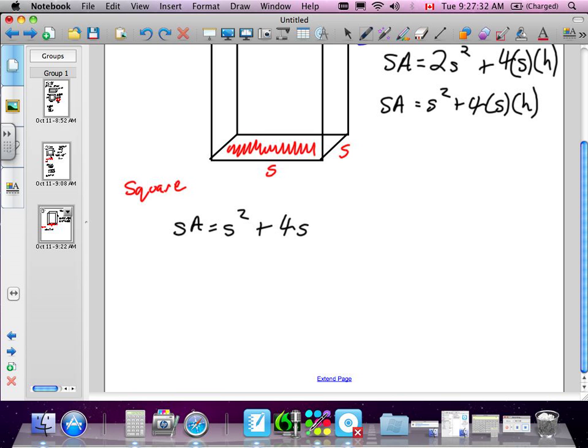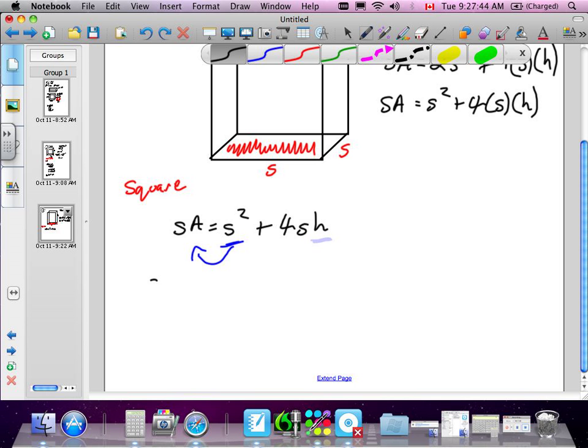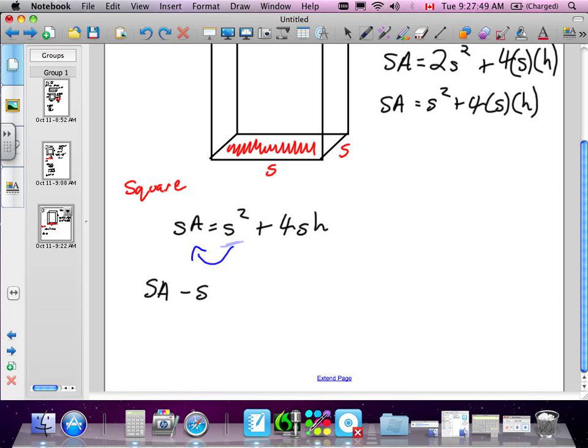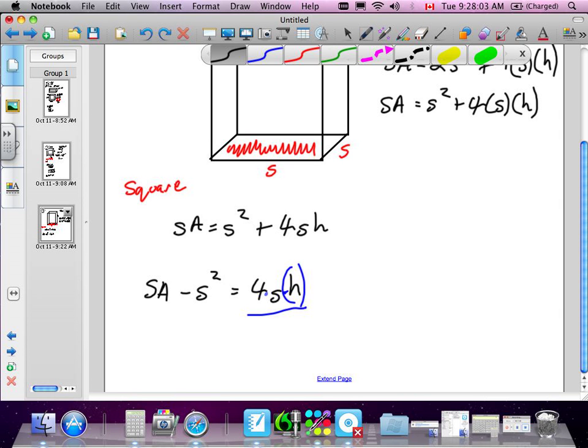I want to isolate this so that I'm solving for h at all times. So I'm going to move the s squared to the other side of the equation. I end up with surface area minus s squared is equal to 4sh. And since each of these is multiplied by each other, and I'm trying to isolate just the h, I'm going to divide both sides of the equation by 4s.